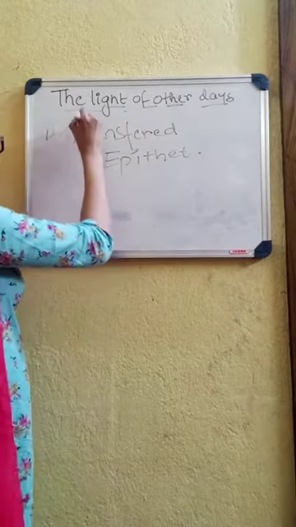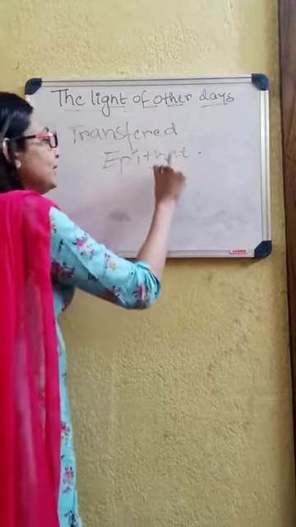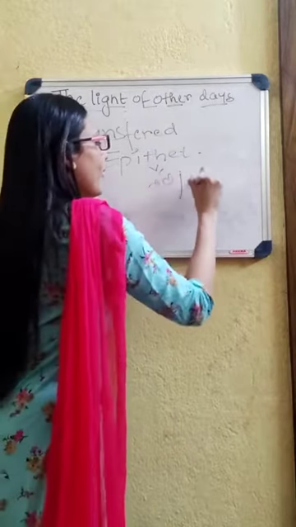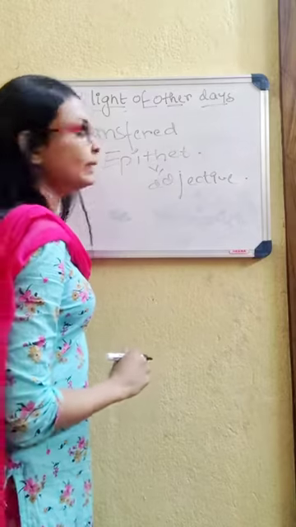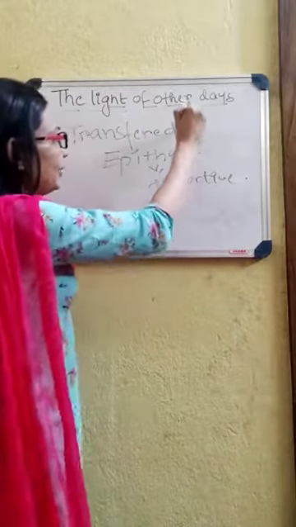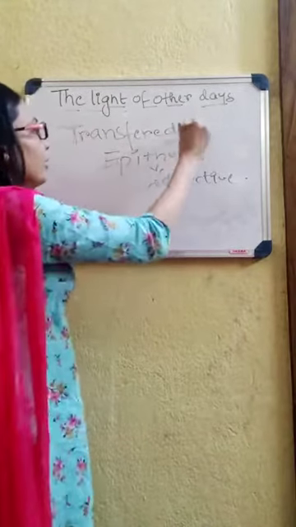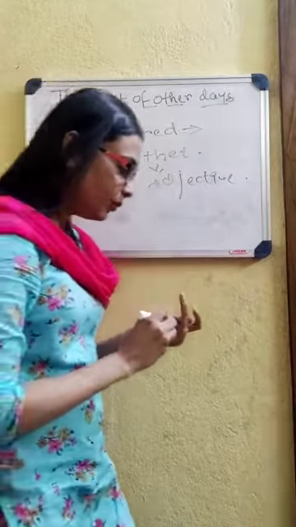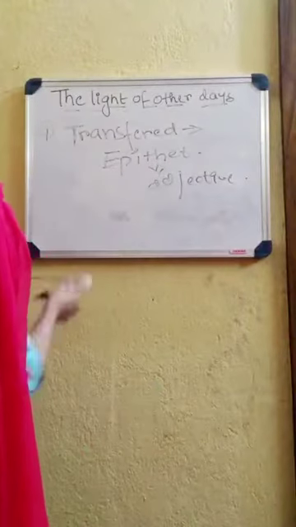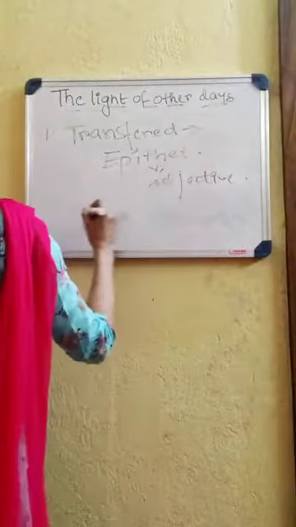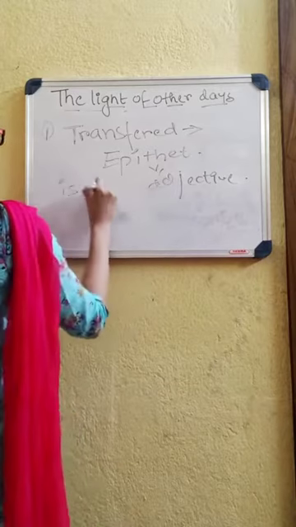So transferred epithet. Epithet means adjective. So what is the meaning of epithet? Epithet means adjective. So transferred epithet means, let us know the definition. If you want, you can write down the definition in your book. That is, a transferred epithet is an adjective.